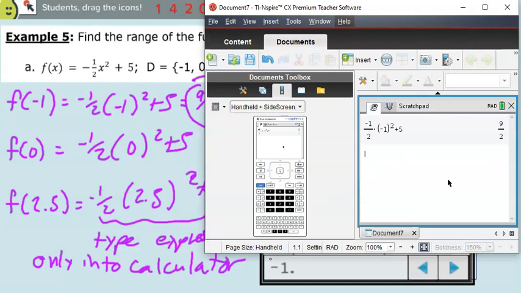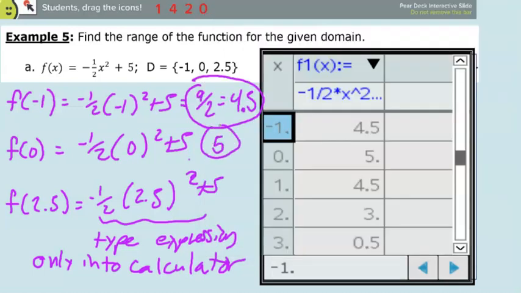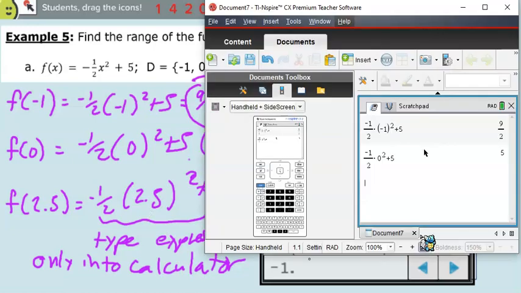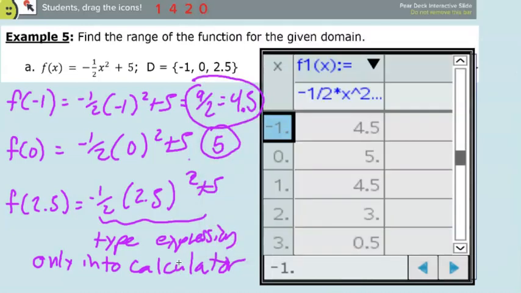Okay, let's do the next one. Instead of typing the whole thing again, you just press up to highlight your previous expression and press enter. And then now what we have to do is change the -1 to 0. Press enter, you get 5. And then we'll change it again for 2.5. So go up, highlight, enter, change the 0 to 2.5. And then enter. So you have 1.875.